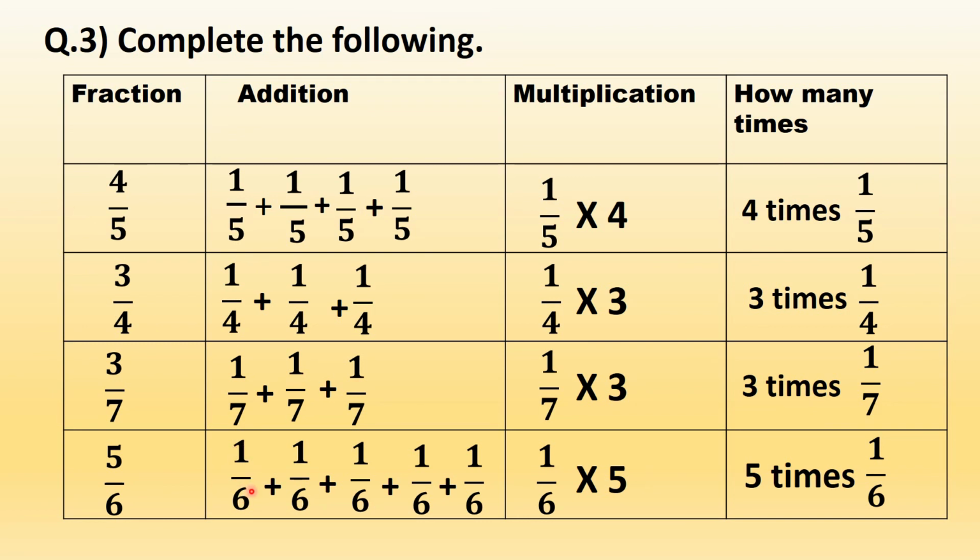So in the addition form, how many times will it come? Yes, 5 times. So 1 upon 6 plus 1 upon 6 plus 1 upon 6 plus 1 upon 6 plus 1 upon 6. In the multiplication form, see, 1 upon 6 multiplied by how many times? 1, 2, 3, 4, 5. So write here 5. 1 upon 6 multiplied by 5. How many times? 5 times 1 upon 6.